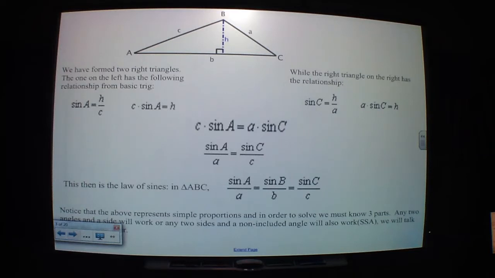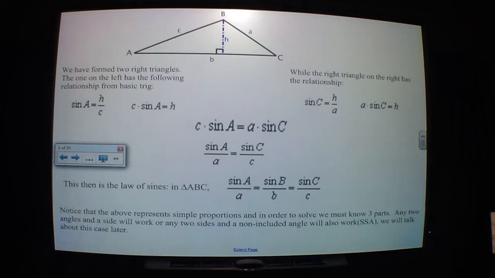Do a little bit of algebra, divide each side by a, divide each side by c, cancel where you can, and then you have sine of A over side a is equal to sine of angle C over side c. And that's just proving two of them. But the law of sines is written as the sine of A over side a is equal to sine of angle B over side b is equal to sine of angle C over side c.